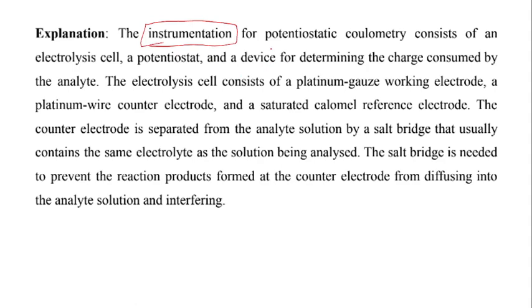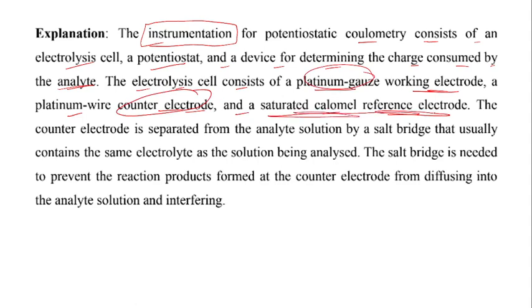The instrumentation for potentiostatic coulometry consists of an electrolytic cell, a potentiostat, and a device for determining the charge consumed by the analyte. The electrolysis cell consists of a platinum gauze working electrode and a platinum counter electrode. These two electrodes are responsible for current flow. And a saturated calomel reference electrode.